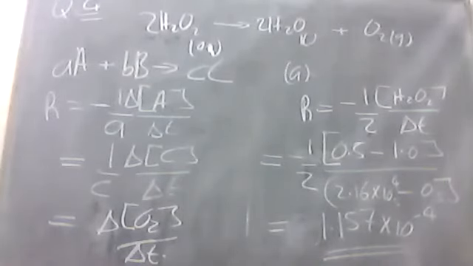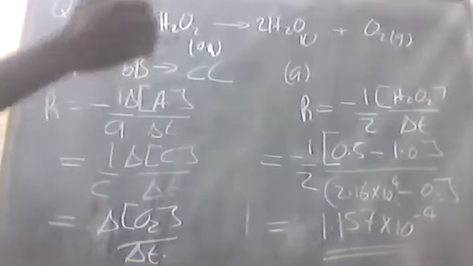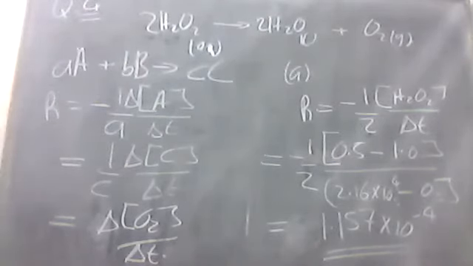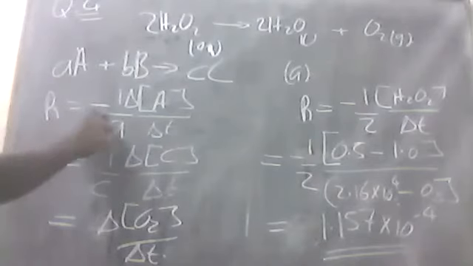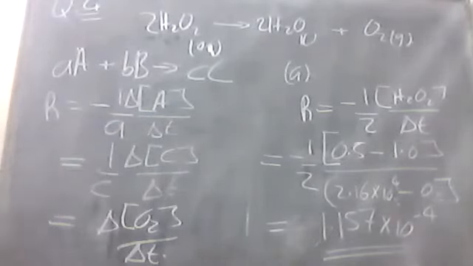Why did you write the negative sign there on the rate? Because the concentration of the reactant is decreasing, so the change in concentration will be negative. But you want the rate of reaction to be positive, so that's why we have included a negative, just to make the value of R positive.